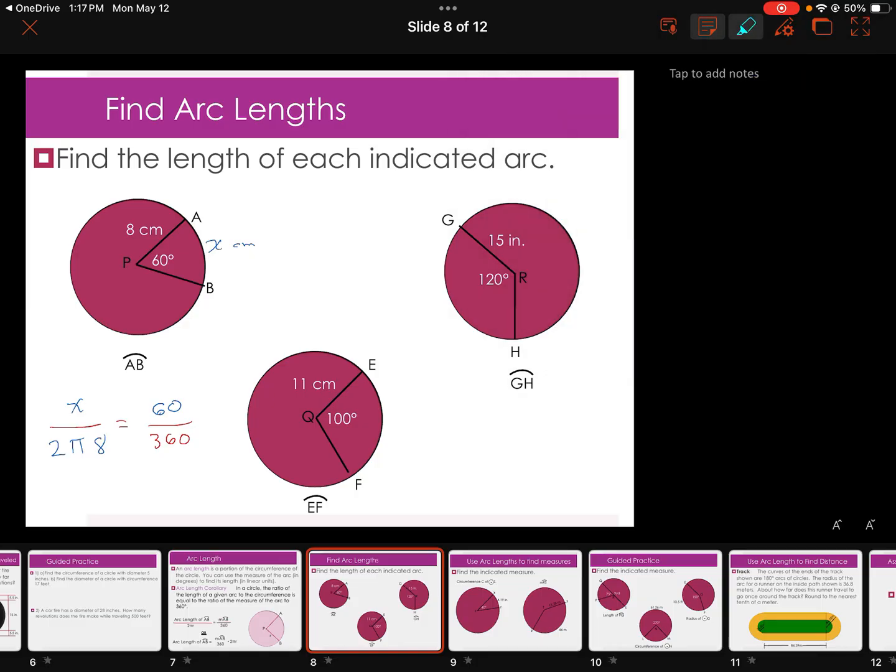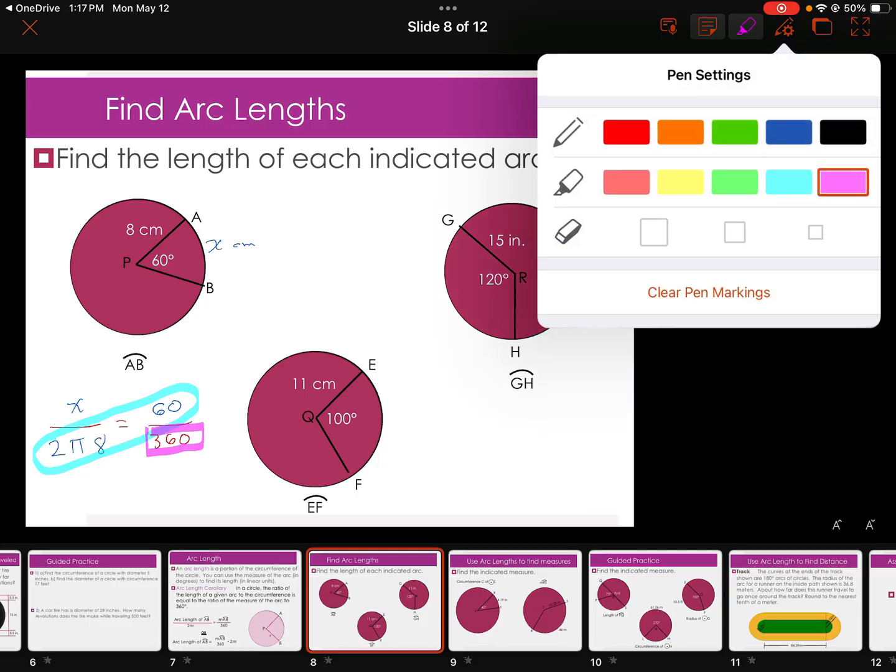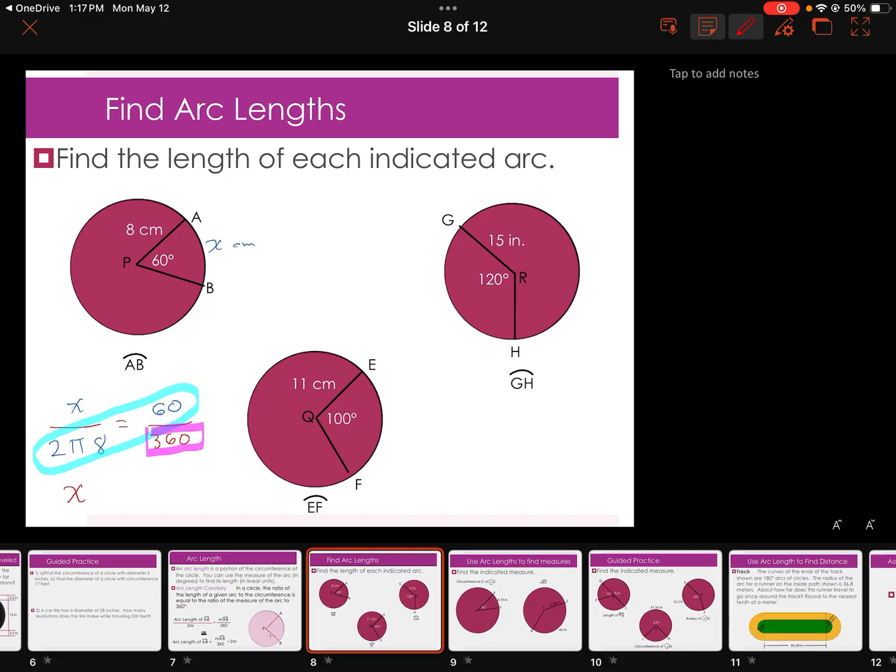Let's cross multiply to solve our proportion. I got to multiply those guys, then divide by 360. If you don't have a calculator, get one because you need it. I'm going to type in 2 times pi times 8. Then I'm going to multiply that by 60. Then divide by 360. And this will be my answer, 8.8. And that's in centimeters. That is the length of the arc.